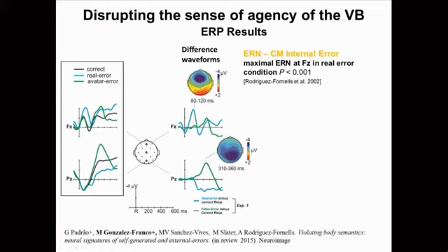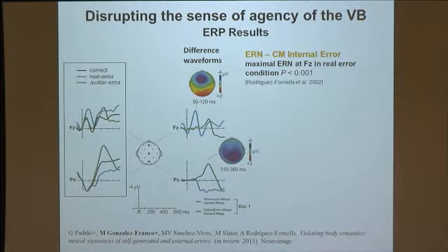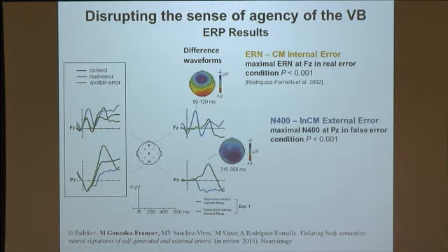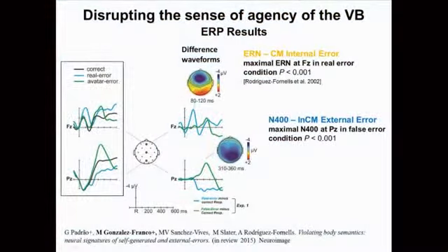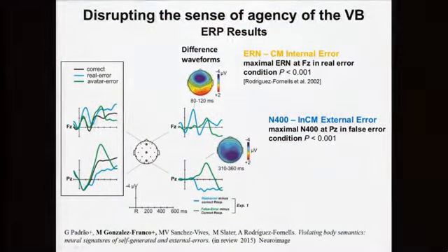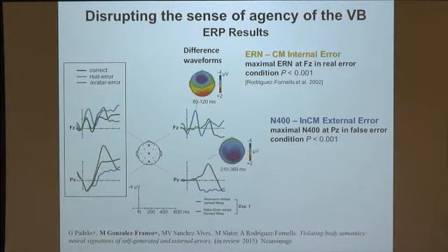So this error is well described in the literature. It's called error-related negativity. It's maximal at the frontal electrodes. And this other one, we call it M400. And it only happens when there is an agency disruption.